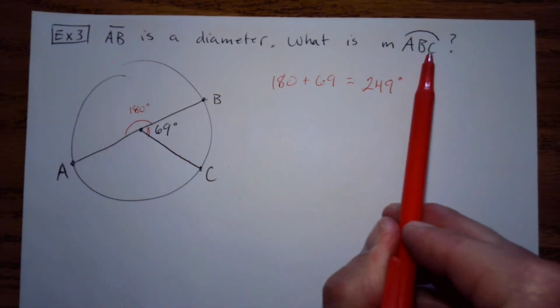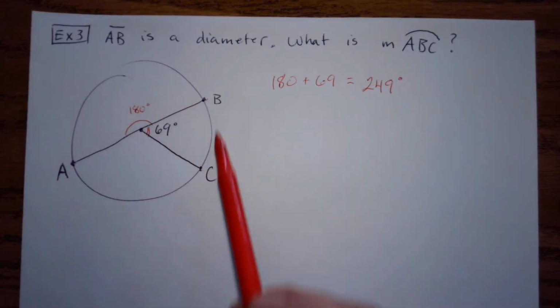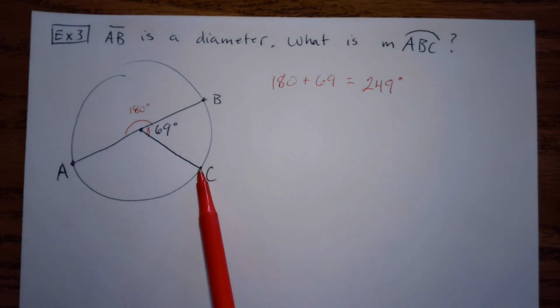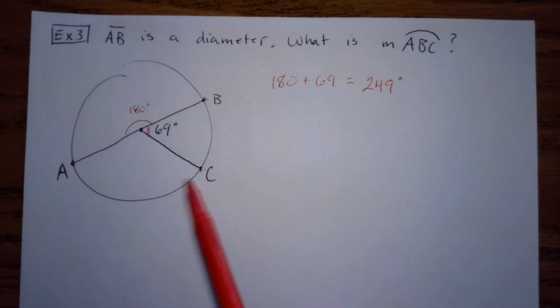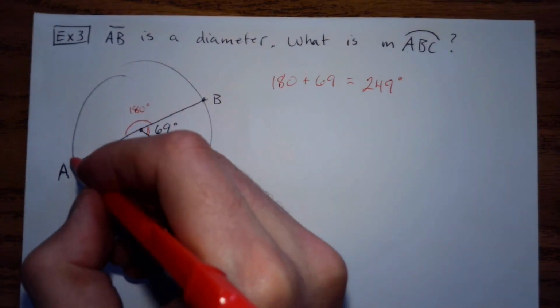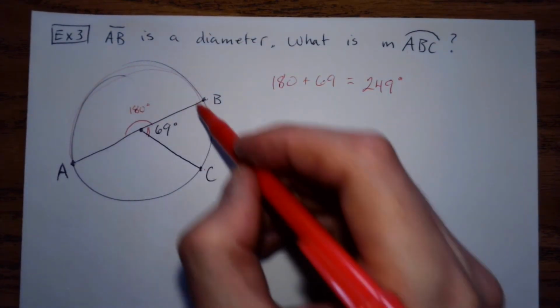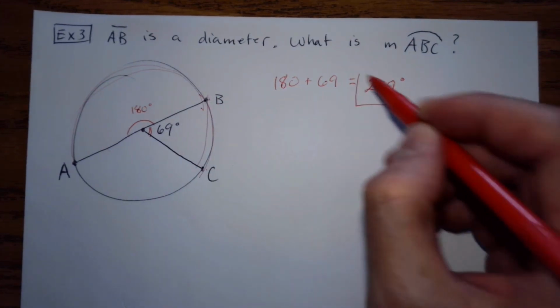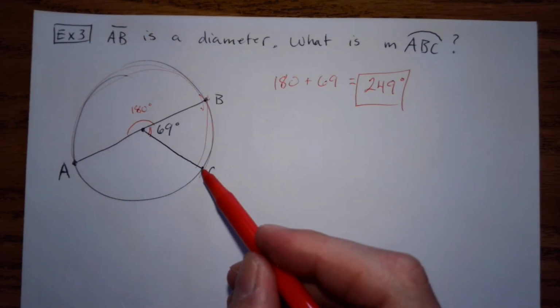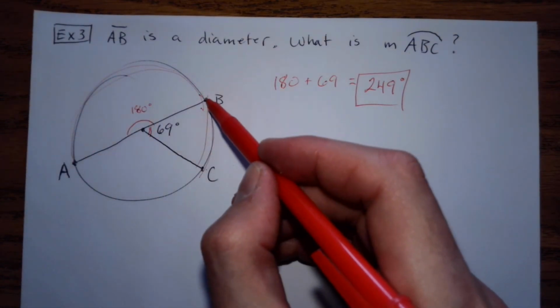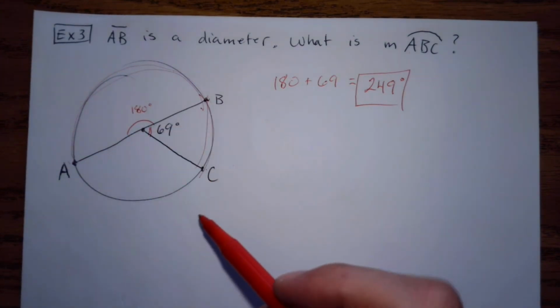Because it says ABC. So, yeah, A, B, C. I don't go this way and then back. It's A, B, C. So that would be 180 plus 69. So the way I did it would be BAC. You did either CAB or you did BAC. Is that what we said? BAC? Oh, yeah, BAC.